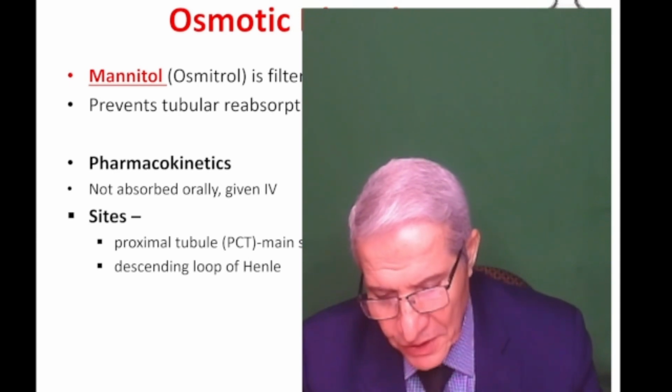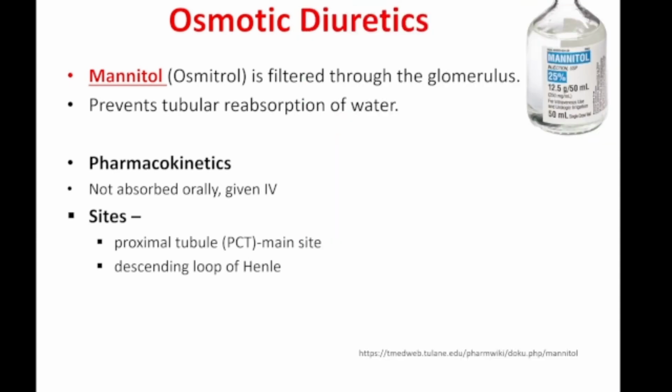Let us start with the first group of medication. The first group is the osmotic diuretic, and the main medication in this group is mannitol, but we have four medications in this group: mannitol, urea, glycerin, and isosorbide. Mannitol is filtered through the glomerulus, through the Bowman capsule, and prevents reabsorption of water. The main site of action is the proximal convoluted tubule, and it also affects the descending loop of Henle. So the question, where is the site of action of osmotic diuretics, the answer is number 1, proximal convoluted tubule, and number 2, descending loop of Henle.